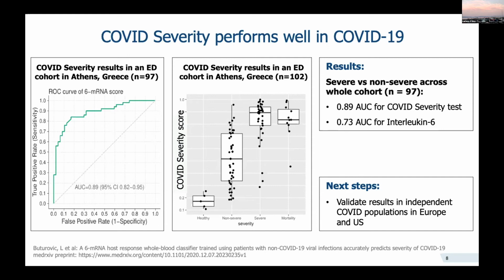And again, the AUCs here were 0.89 for this test compared to 0.73 for IL-6. And then this was validated in independent COVID populations in Europe and the United States, and approximately 1,000 patients have been enrolled over this period of time.